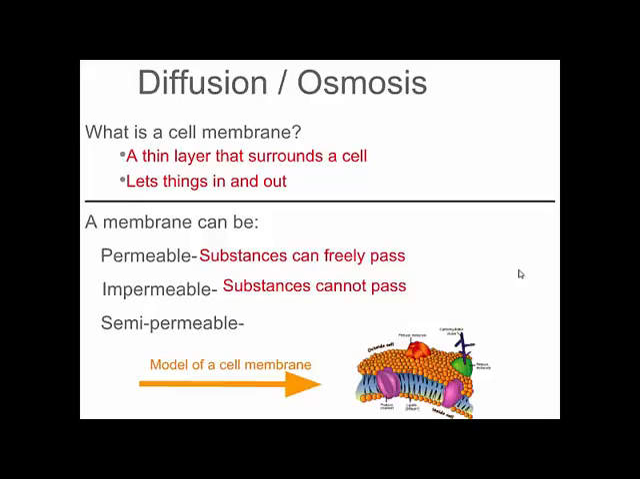So the term we have for the cell membrane, and basically all membranes, is that they are semi-permeable, meaning that some molecules are allowed to pass through, but other molecules are not. How does the cell membrane do that? Well, we'll talk about that in a second, because what types of molecules do you think can easily pass through the cell membrane?